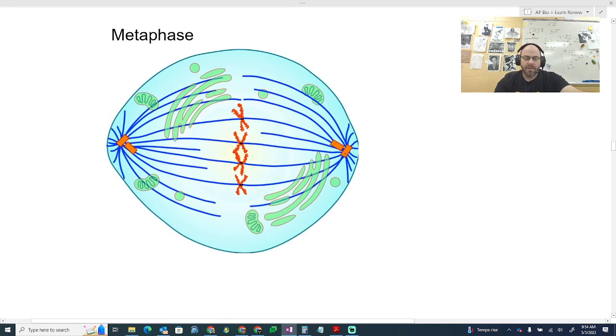Metaphase. This is the phase after prophase. It is where the chromosomes are going to line up in the middle of the cell, or the equator of the cell. Sometimes you'll see that used because a cell is a three-dimensional object, and so you think of it like our globe. You have the north and south pole, and the chromosomes are going to line up at the equator during metaphase.